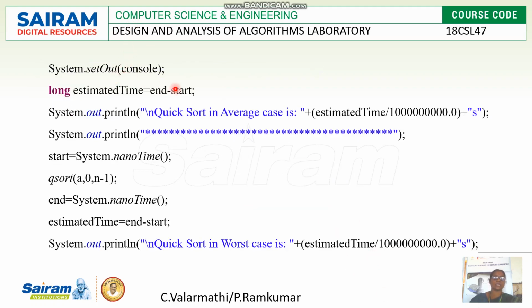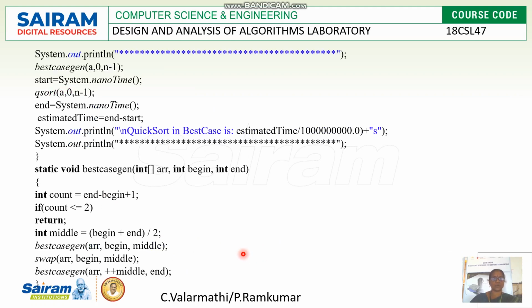Then we'll go for the best case analysis and worst case analysis. First we need to find the estimated time. Estimated time is nothing but the ending time minus starting time. So the estimated time is now first of all printed here. Then again worst case has to be done. For the worst case we need to have one function, estimated time, end minus start. So similarly best case time is also generated.